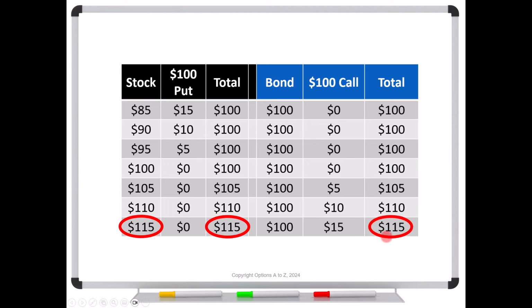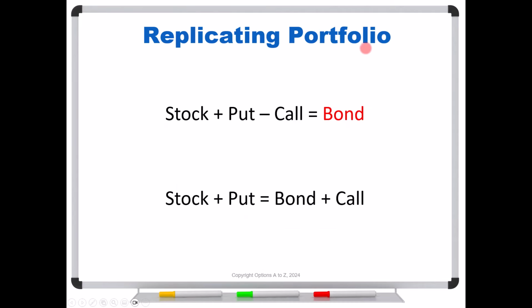So do you see what's happening? The total value of both positions is identical. And when we set up a portfolio this way, or a synthetic, this is actually called a replicating portfolio. When we just had the call without the bond, remember it was called a mimicking portfolio. Now it's called a replicating portfolio, meaning that it is identical in value, and that's because of the addition of this bond. So the synthetic equivalent for a replicating portfolio is stock plus put minus call equals a bond.